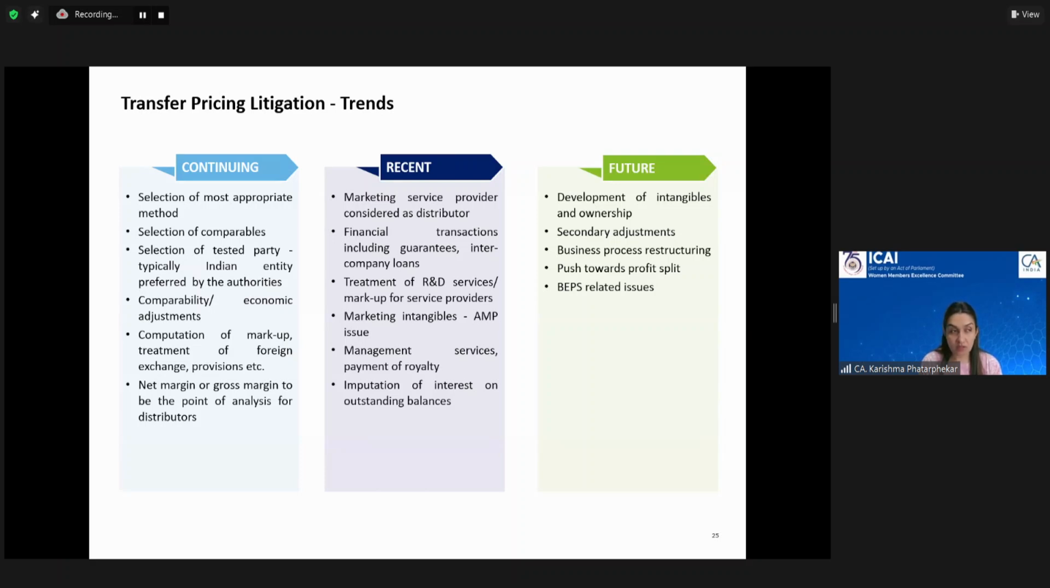Is there some business restructuring that has happened because of which there should be some exit tax or exit charge that should be given by India? Pushing of the secondary adjustment law. So all these could be more of like the future litigation trends that we could see in transfer pricing.